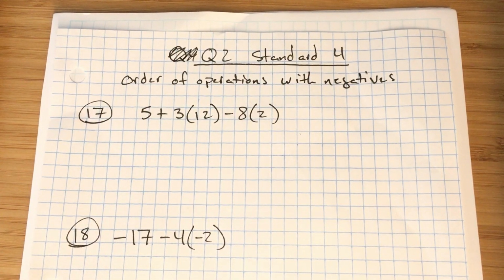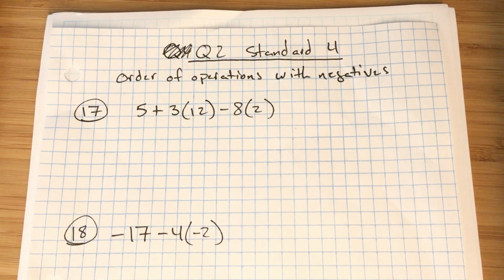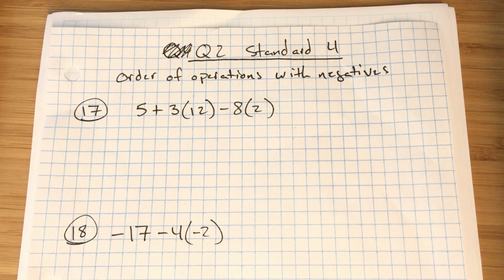All right, Standard 4, here we go. Questions from the original test. You can use these to review for your retakes. So, order of operations with negatives.